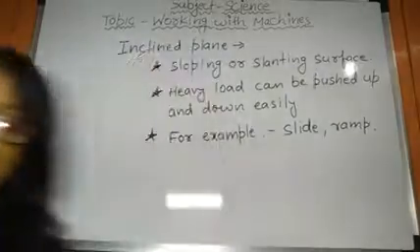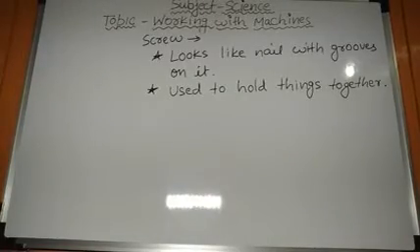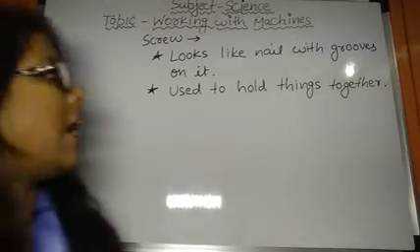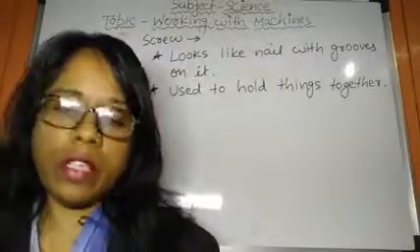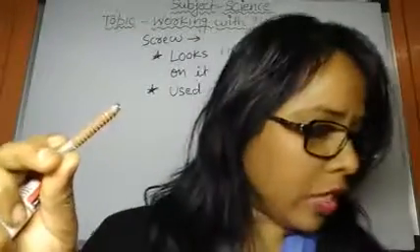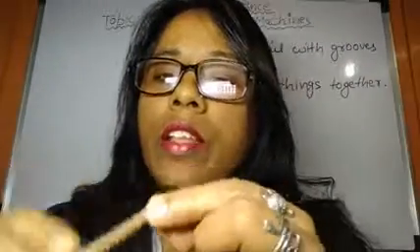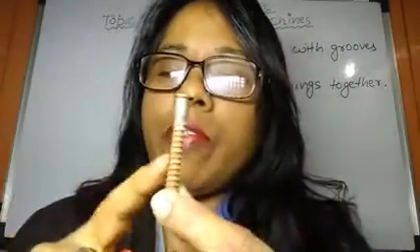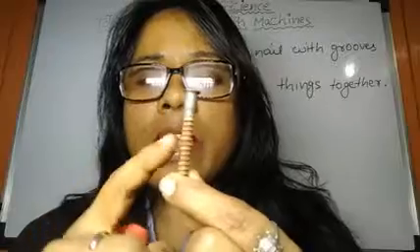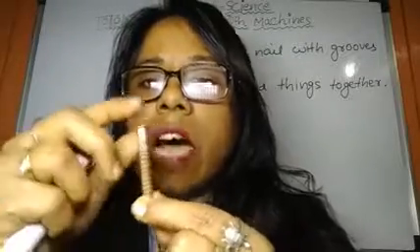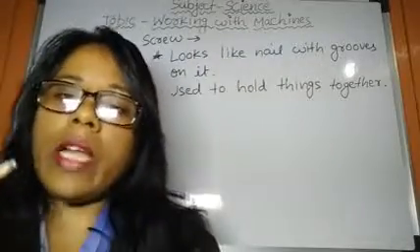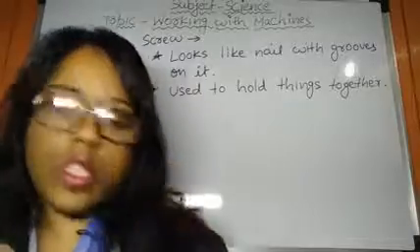Fine. The next one is the screw. It looks like a nail with grooves. You can just see here. It looks like a nail. Fine. But grooves are there, meaning slanting lines are there. It helps to fix two things together.